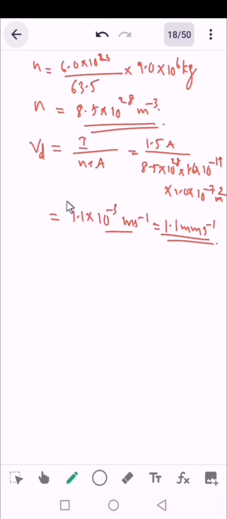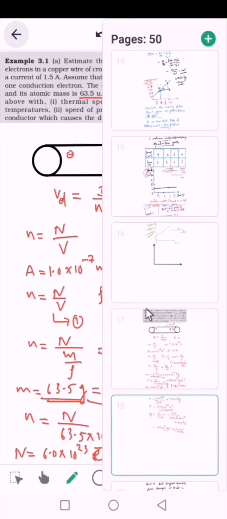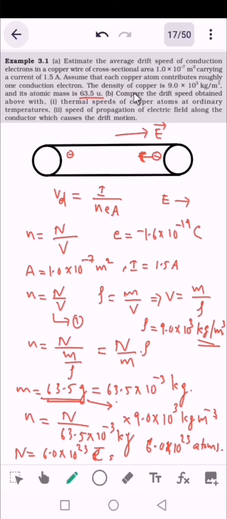Okay, now the second part of the question. What is the second part of the question? We will discuss the second part. Compare the drift speed obtained above with the thermal speeds of copper atoms at ordinary temperatures, that is, the speed or energy of the electron.